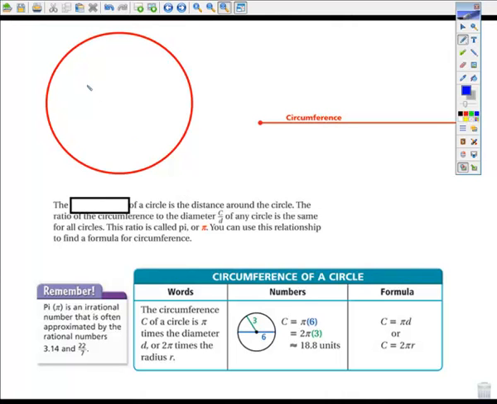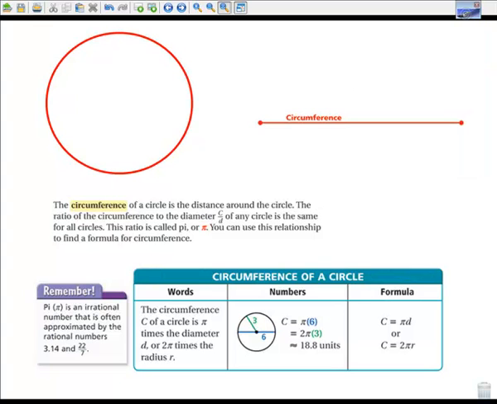Like I said before, the circumference, so go ahead and write that right in this little box here. The circumference of a circle is the distance around the circle. So if I were to unhook this circle and lay down the segment, that would be the circumference. And the ratio, we know a ratio is a fraction, of the circumference to the diameter, C over d, is the same, and that's where we get pi. So you can use this relationship to find the formula of the circumference.